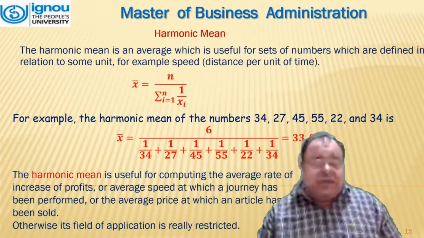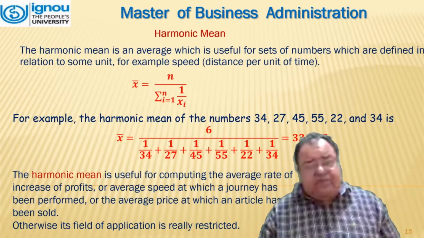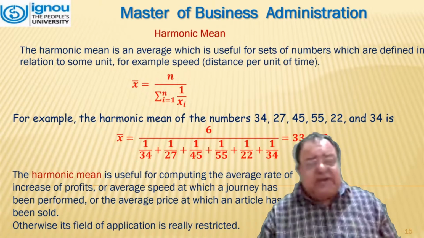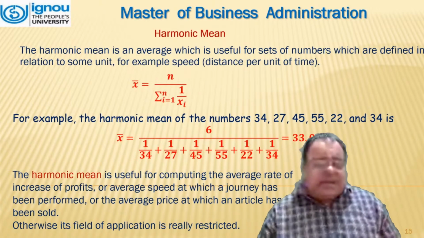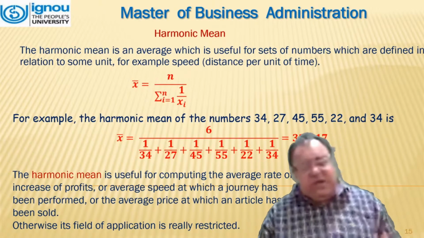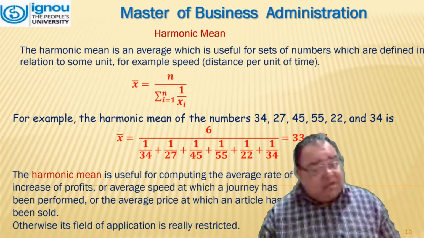Then comes harmonic mean. Harmonic mean is the average which is useful for sets of numbers which are defined in relation to some unit. For example, speed, that is distance per unit of time. In that case, how is that evaluated? X bar is equal to n upon summation of 1 upon x i.